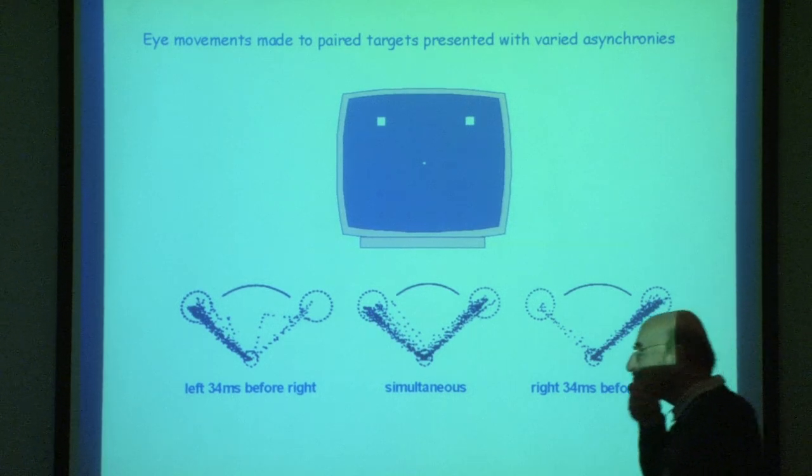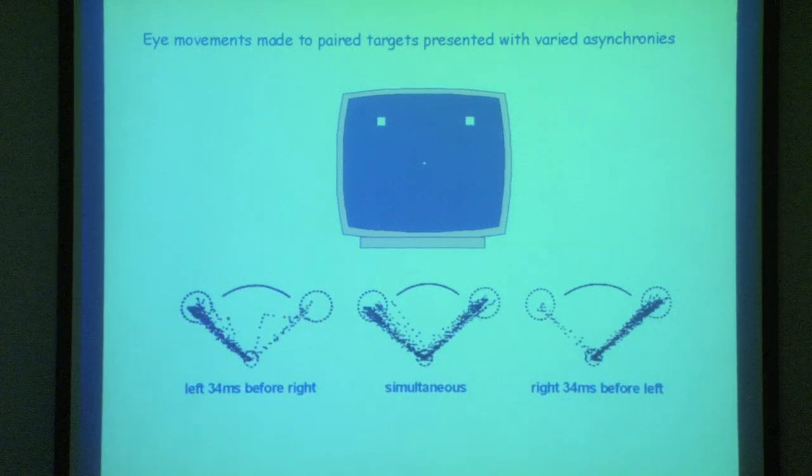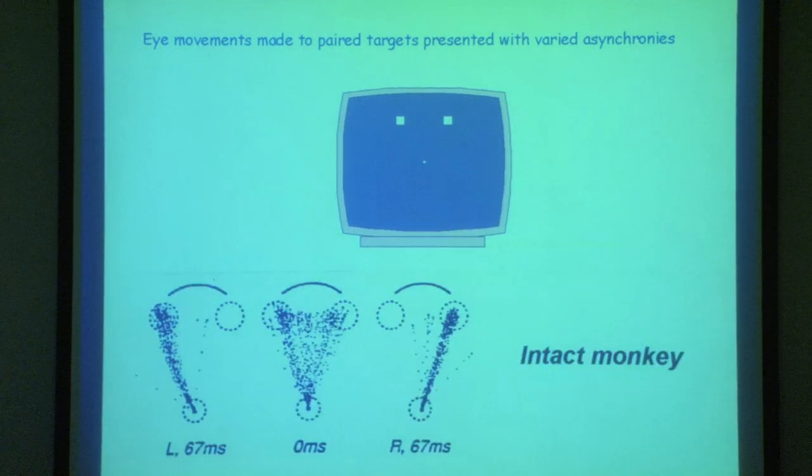Now we can ask the next related question, still in a normal intact monkey. What happens when you put the two stimuli closer together? Okay, so here's an example. Now they're separated only by 40 degrees. And here are the data. Again, it shows that when it's, in this case, 67 milliseconds apart, the monkey chooses almost exclusively the target that comes on first. When they are simultaneous, what happens is interesting.